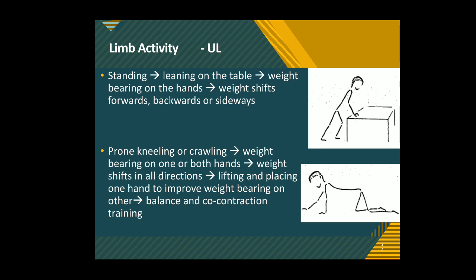In prone kneeling or crawling position, weight bearing can be done on one or both the hands, and weight shifts can be done in all the directions. The person can be taught to lift and place one hand to improve weight bearing on the other hand. This includes activities of muscle groups of the upper limb and scapula, as well as the activity of muscles of the trunk, pelvis, and lower limb. So, as a whole, these activities can train balance and coordination for a person.